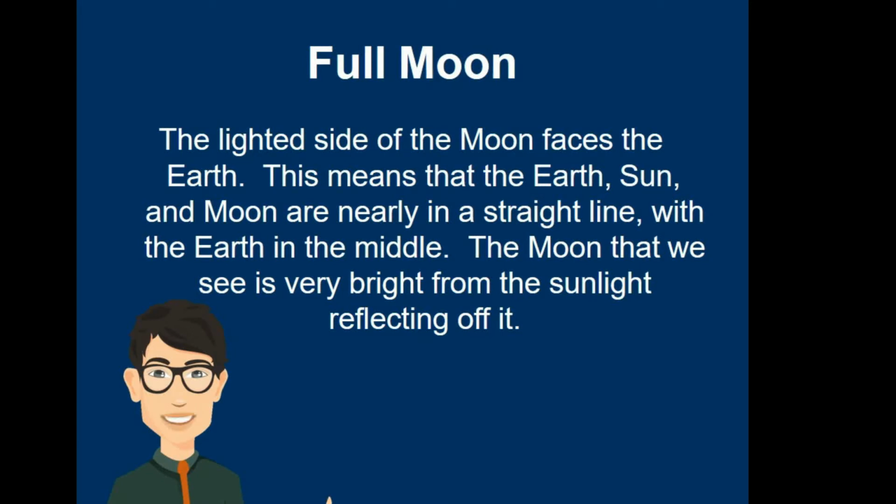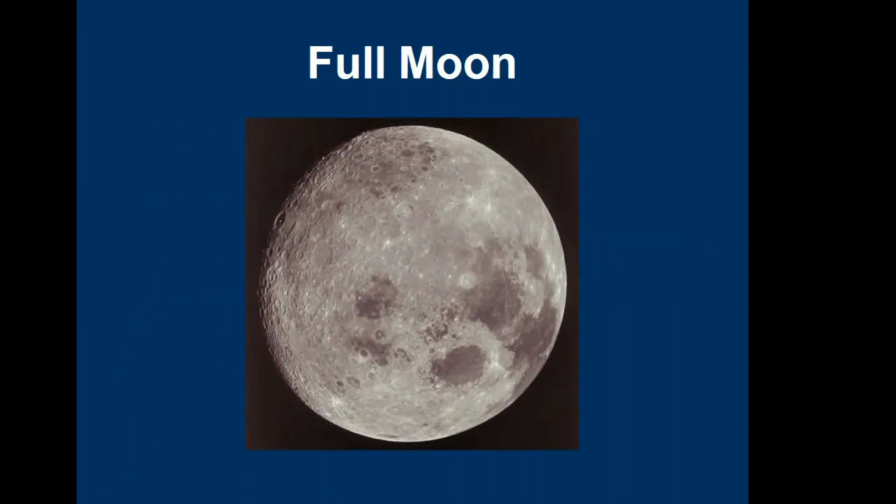Full moon. The lighted side of the moon faces the earth. This means that the earth, sun, and moon are nearly in a straight line, with the earth in the middle. The moon that we see is very bright from the sunlight reflecting off it. When the moon is on the opposite side of the earth, the sun illuminates it instantly. At this point, the moon has moved halfway through its orbit at 180 degrees.